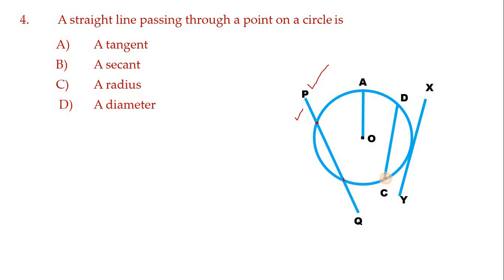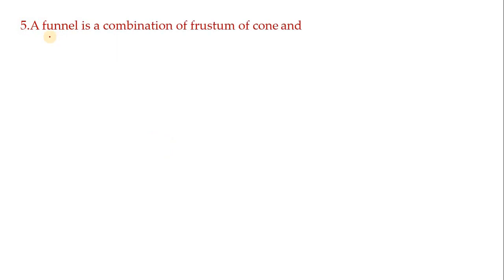Look at CD. CD is a line just joining 2 points on the circle. Hence you should not confuse CD as the secant. CD is only a diameter. And OA you can easily identify, that is the radius. But XY is the tangent because it passes through 1 point on the circle. Hence the correct option is A, tangent. Move on to the next question.